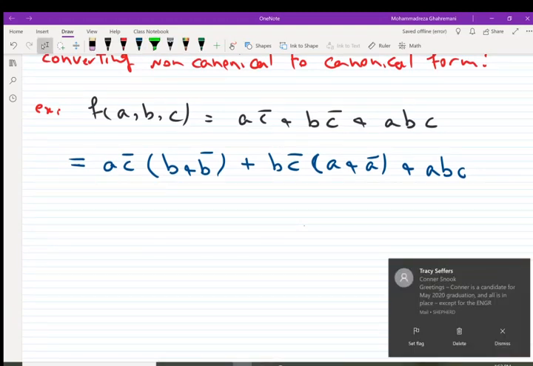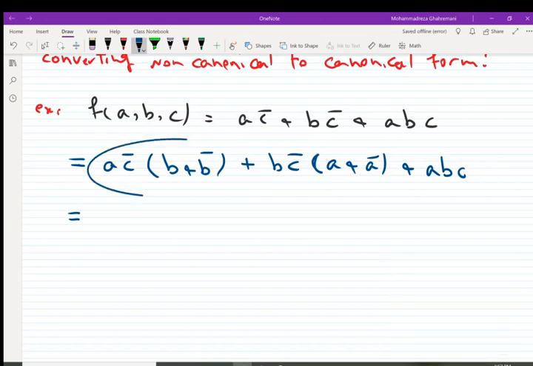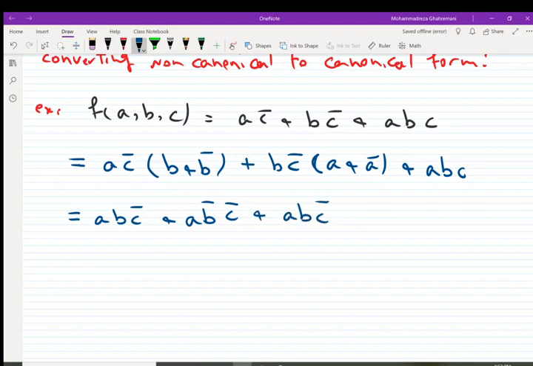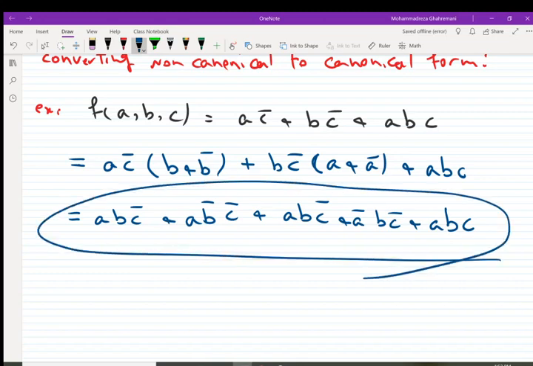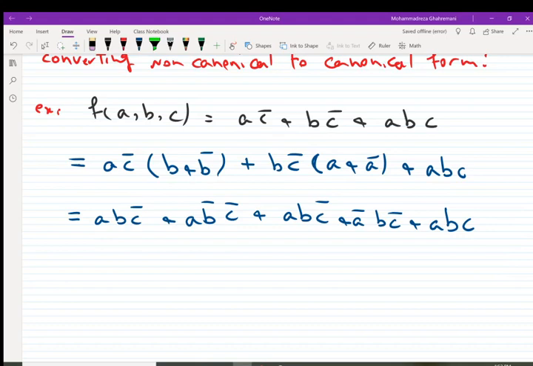So we multiply, expand these like terms, and we will have A B C bar plus A B bar C bar plus A B C bar plus A bar B C bar plus A B C. Now if you look at this function, you see that all the products are minterms.